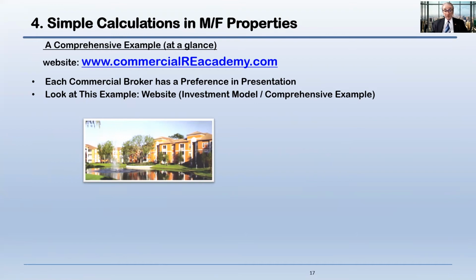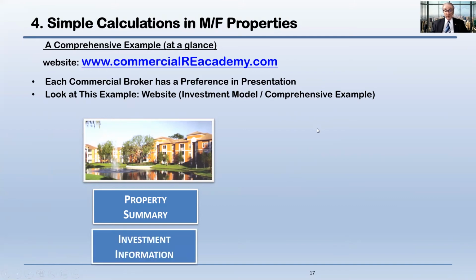Put a picture, you choose a nice picture for the property, and underneath that, you just write a descriptive property summary. How many parking spaces, what type of roof, who pays the utilities. So that's a descriptive summary. And underneath that, you get to the investment information.